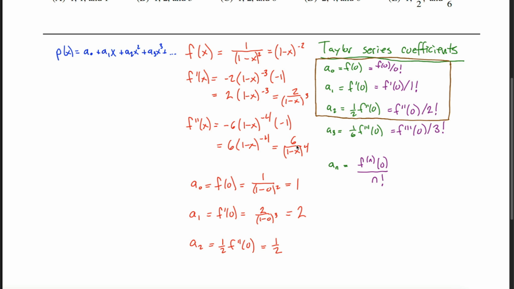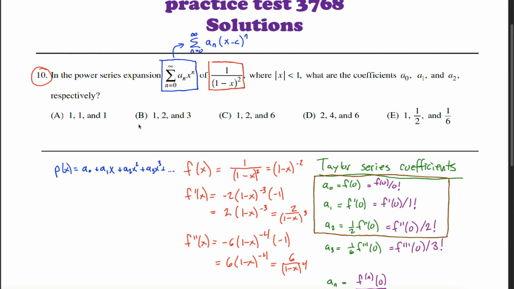Finally, a2 is going to be equal to 1/2 f double prime of 0, which is 1/2 times 6 over 1 minus 0 to the fourth power. 1 minus 0 to the fourth is just 1. 1/2 times 6 gives me 3. The first three coefficients are just 1, 2, and 3. The answer to this question is B.